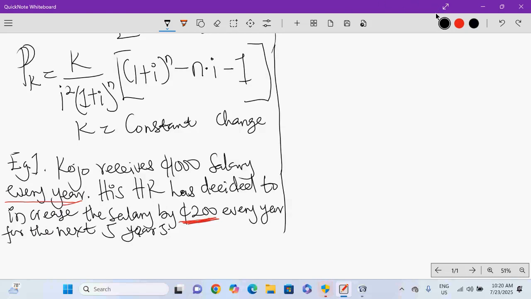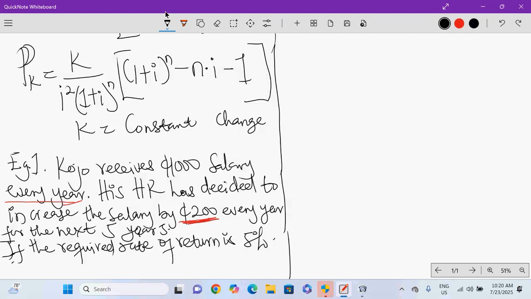So every year for the next 5 years, if the required rate of return is 5%, calculate the present value.